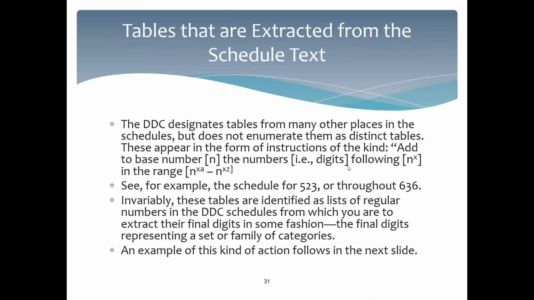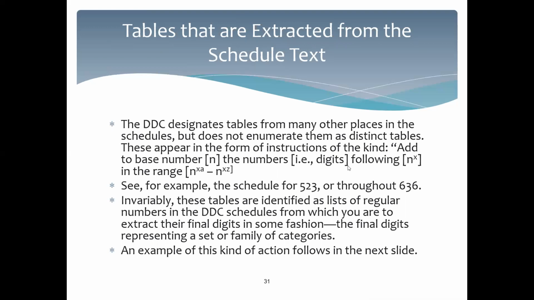There are tables that are extracted from the schedule text, and Dewey will put these in places in the schedules, but they don't enumerate them as distinct tables. And you'll see them often in the form of instructions. So it'll say add to the base number, and it'll tell you, add to whatever your base number is, the digits following, and it'll give you that kind of instruction. For an example, if you look in the schedule for 523, you'll see that kind of thing, or if you look throughout 636, you'll see that.